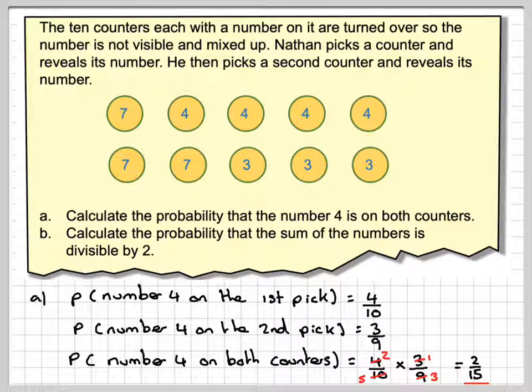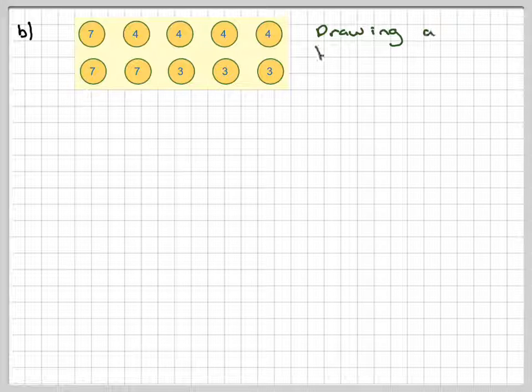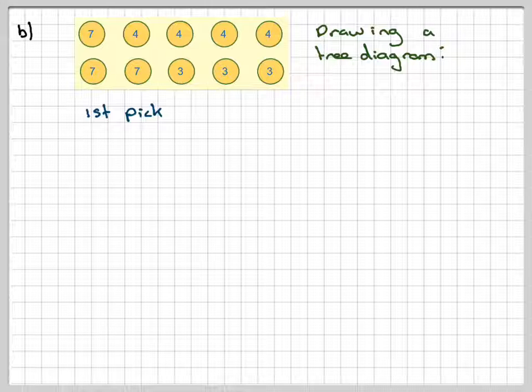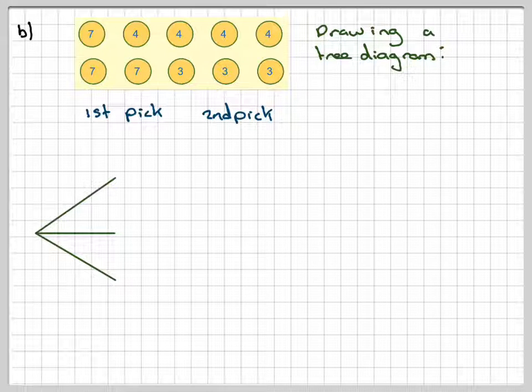Right, in the second case, we have to calculate the probability that the sum of the numbers that we choose is divisible by 2. So therefore, we're going to need to consider all the possibilities. So drawing a tree diagram, we have the first pick and the second pick, and then for the first pick, we can get a 3, 4, and 7. All the probabilities out of 10. There's 3 ways we can get a 3, there are 4 ways of getting a 4, and then 3 ways of getting a 7. Do not cancel down when you're making this tree diagram.